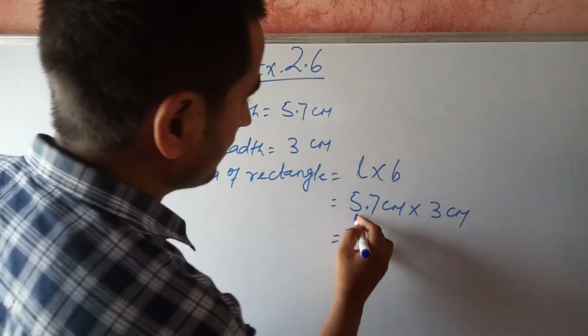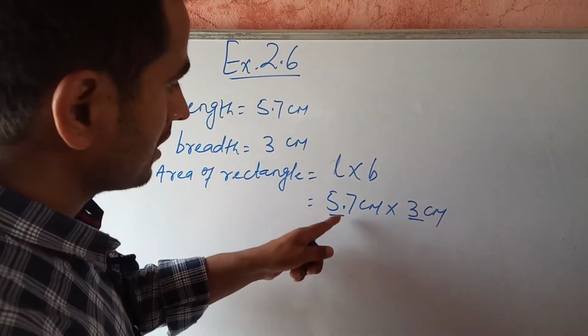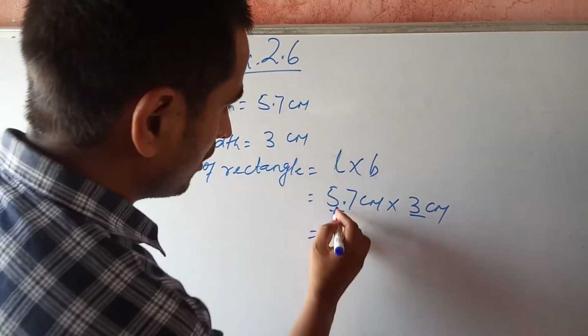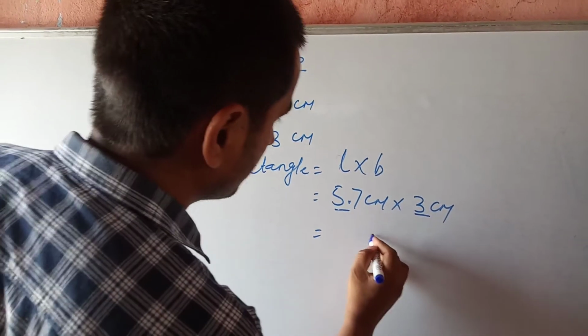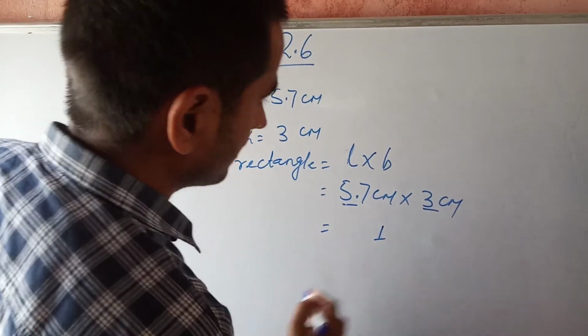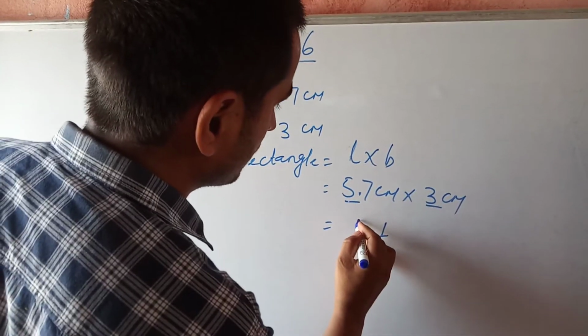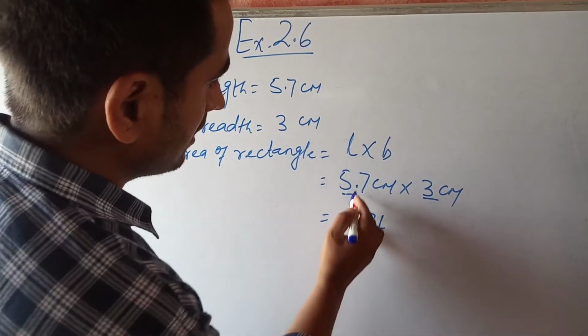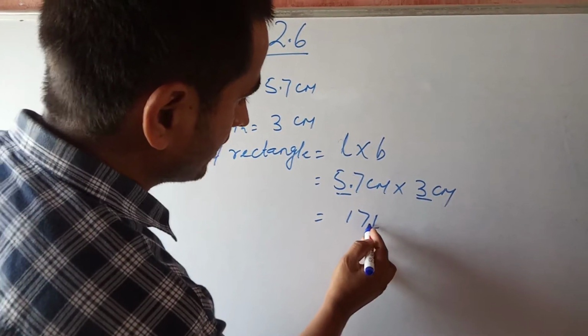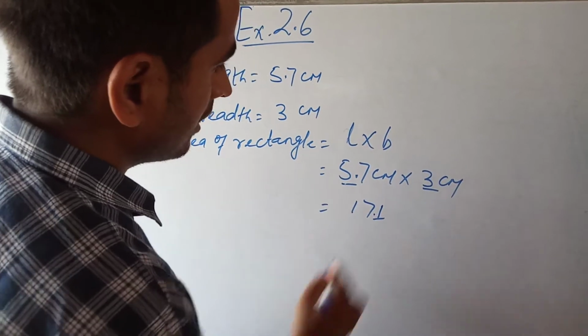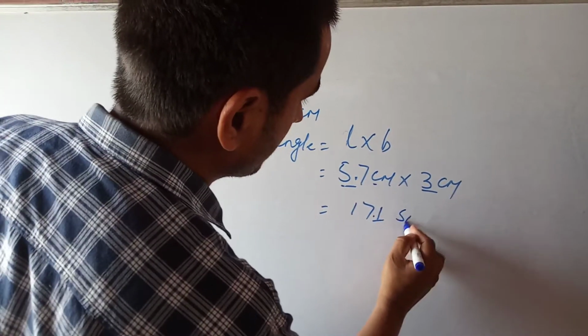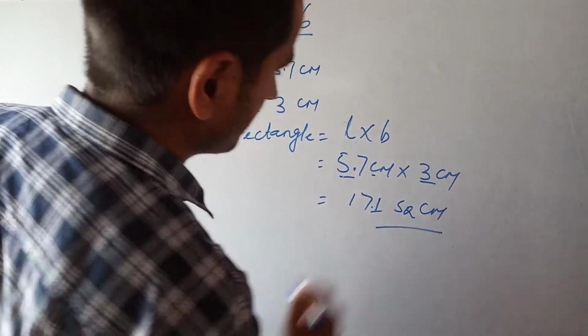Again multiply these numbers. 5.7 into 3. First multiply 57 into 3. 3 sevens are 21, carry 2, 3 fives are 15 plus 2 is 17. Now after decimal there is one digit, so put the decimal after one digit. Now centimeter into centimeter becomes square centimeter.